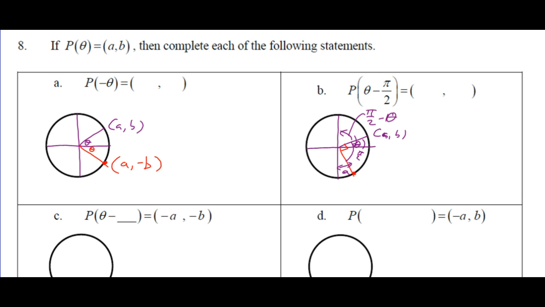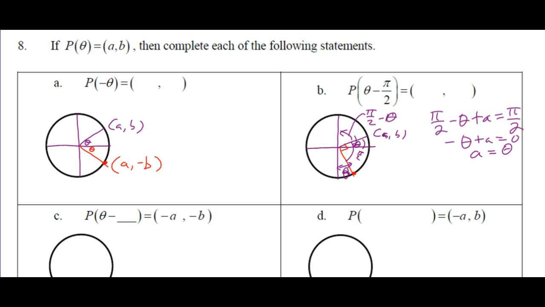We know that if this is pi over 2 or 90 degrees, then these two add to 90, because from here to here is pi, which is 180. This is pi over 2, so these two together, pi over 2 minus theta plus A, must be equal to pi over 2. So I get negative theta plus A is equal to 0. Then A is equal to theta. So this angle here is theta.